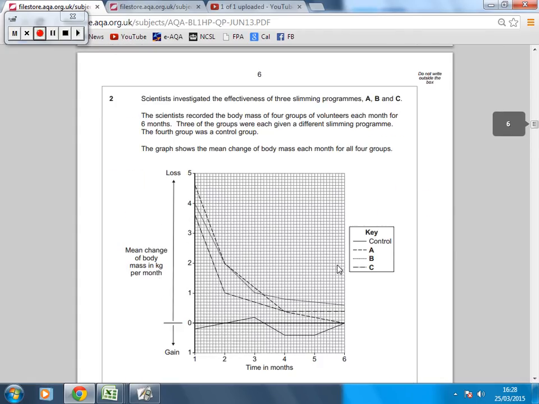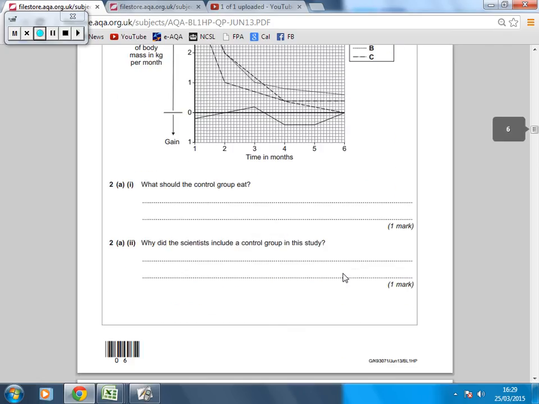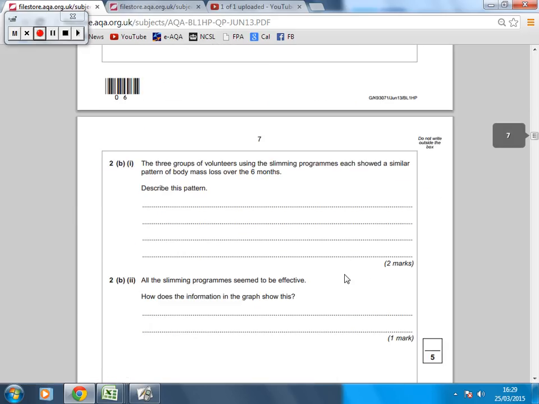Next question, again very standard question for a B1 paper, is to evaluate some diet programs. So here we've got 3 groups of people who were given different slimming programs. The 4th group was a control group, and we've got some data there for how their mean change of body mass in kilograms changed over 6 months. So first one, what should the control group eat? Why did the scientists include a control group? So why is it important to have a group that aren't involved in the slimming program?